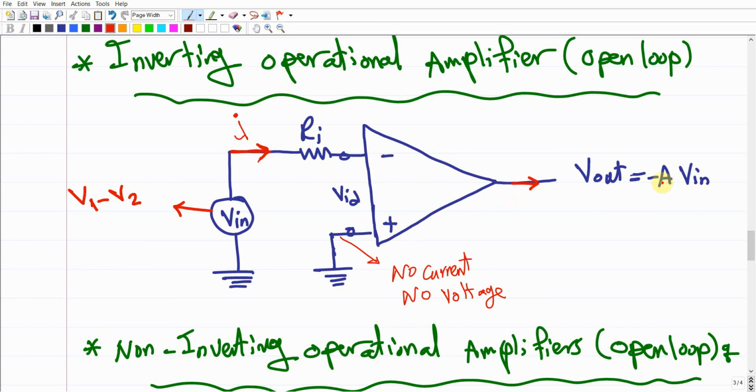So again, the output is going to be the gain times the input signal, but we do have a negative sign here. Why? Because this input is delivered through the negative terminal. It means this is an inverted input, so it will be magnified with the gain factor of the amplifier, and it's going to give us an inverted form of the original signal.